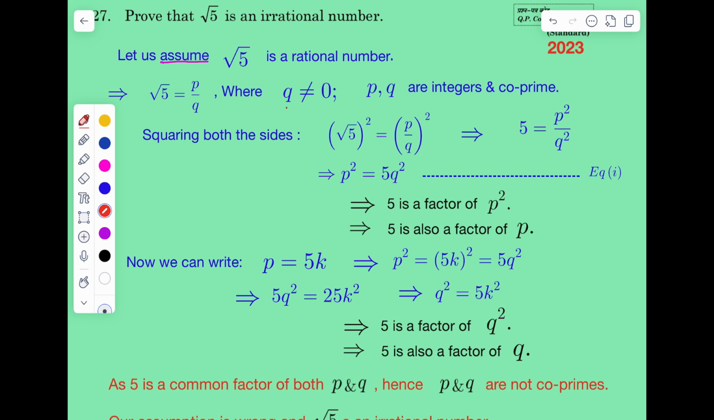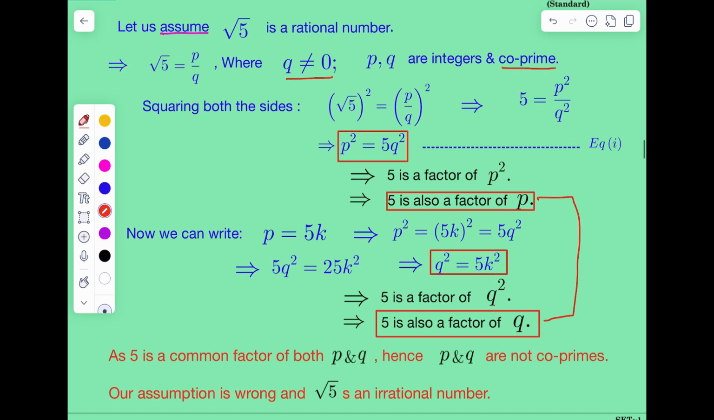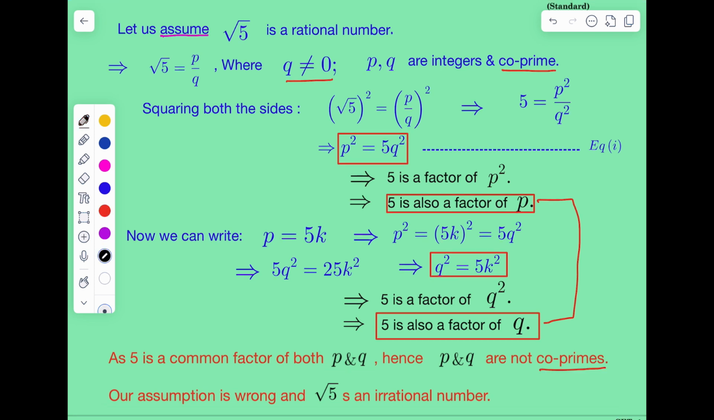Now we can see from these two, both p and q have a common factor 5. But what we assumed is that p and q have only one common factor, which is 1. But now we are getting another common factor, which is 5. So as 5 is a common factor of both p and q, hence p and q are not co-primes.